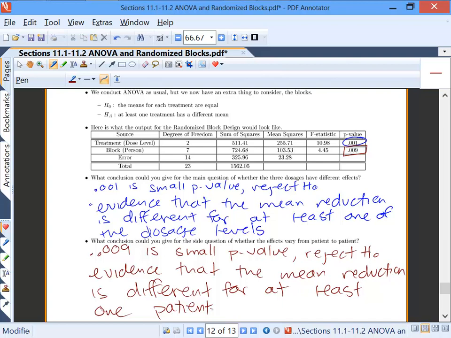The reason this might be interesting to you as a scientist doing this study is that the first part tells you that yes, your reduction level will depend on which level of dosage you give them. That's important to know. But you should also see that it varies quite a bit just based on who the patient is. So keep in mind that it will have different effects on different patients.